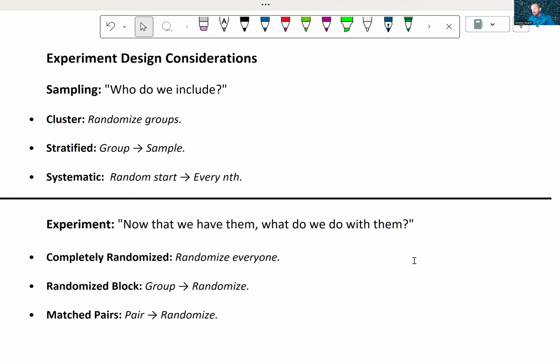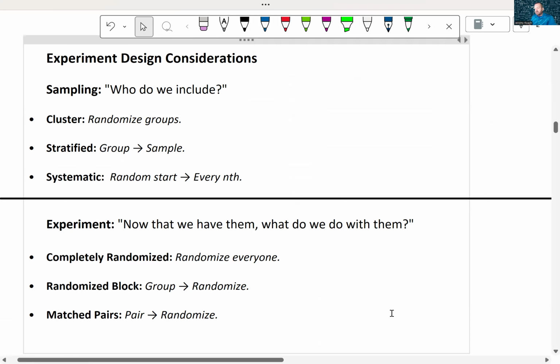So cluster sampling, randomized groups, stratified sampling, we have a group and then we sample some from the groups. Systematic sampling, we randomly start somewhere and we choose every nth person. For experiments, we have completely randomized, which is we randomize everybody. Randomized block, we have a group, we pick groups, and we randomize, and then matched pairs is we have pairs and then we randomize. So that's kind of a shortened method for determining sampling methods and experimental methods.